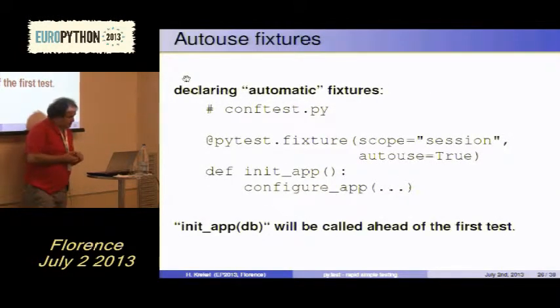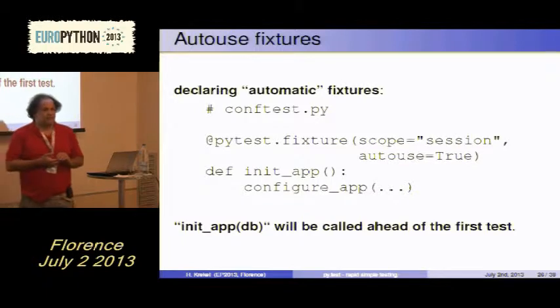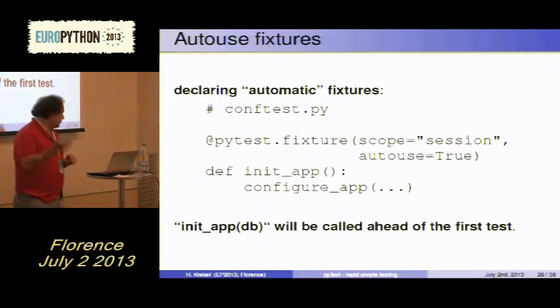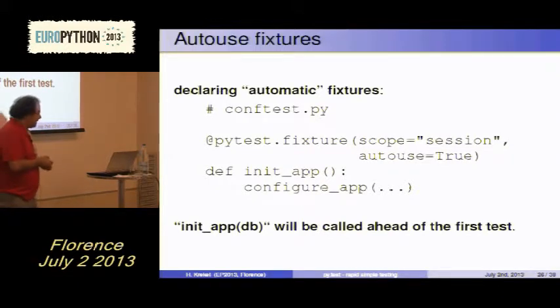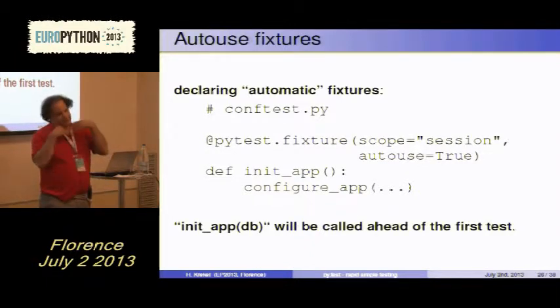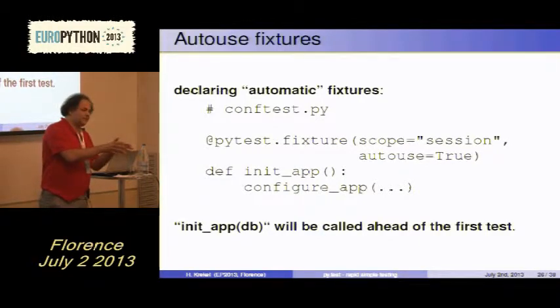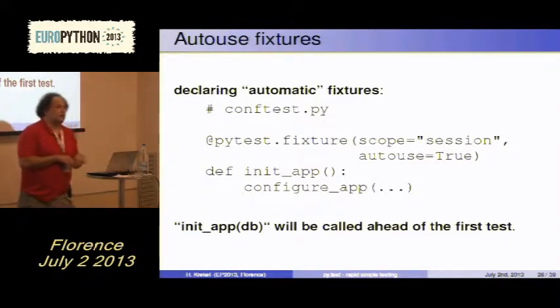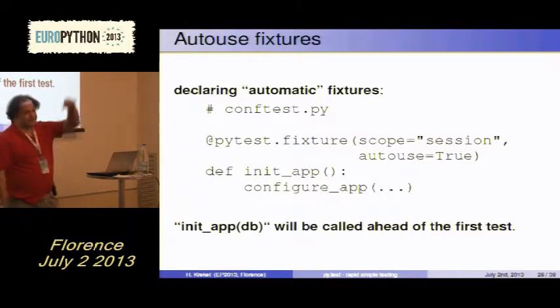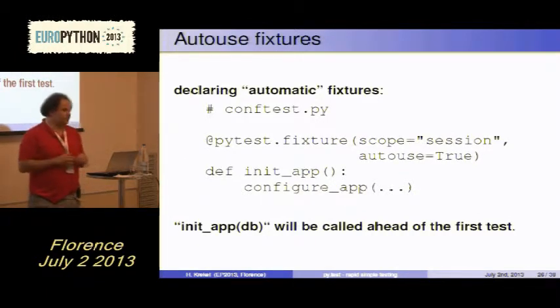Auto-use fixtures are also interesting. They are a bit like the setup methods in unittest, but they also work, for example, on the session scope. Your conftest is the file where you can put things that should be used for many modules. Like you can put things in one test module, then it's only visible to that test module. If you put them in the conftest file, then they are visible to the whole directory, to everything in there. So usually projects have one conftest file where they define all the fixtures that the tests use.